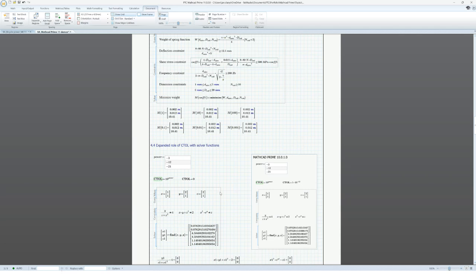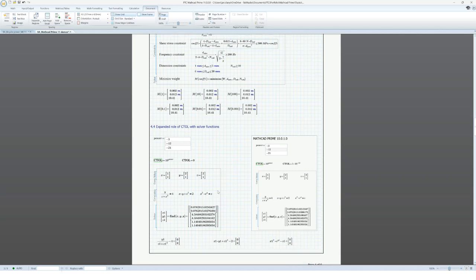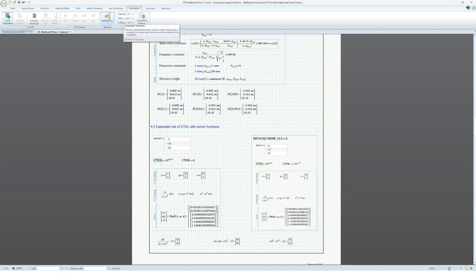Last but not least, the importance of the convergence tolerance parameter has been increased. The CTOL was already present in previous versions, but now when we increase the convergence tolerance, it means the CTOL parameter will look at the difference between two subsequent values of the constraint, and if they are below a certain threshold, then the solve block will generate a result.